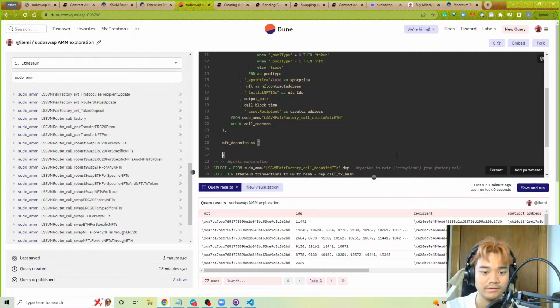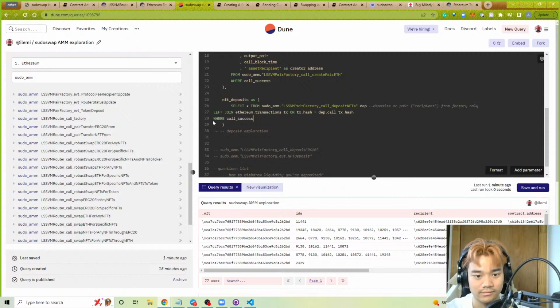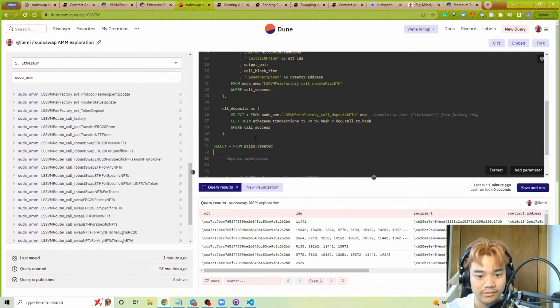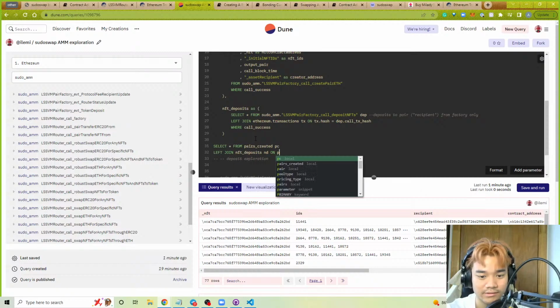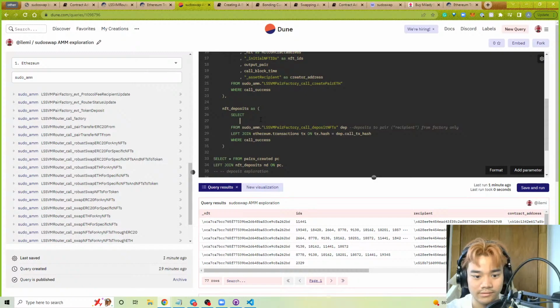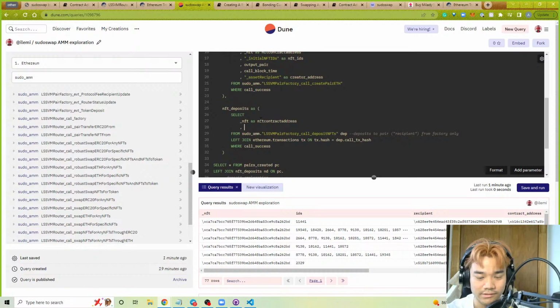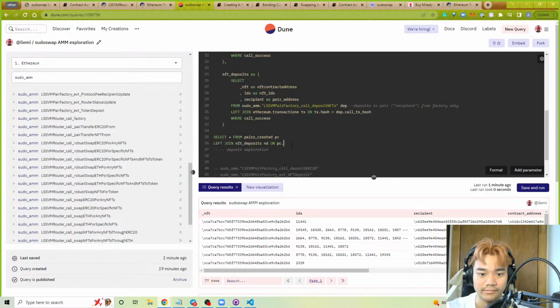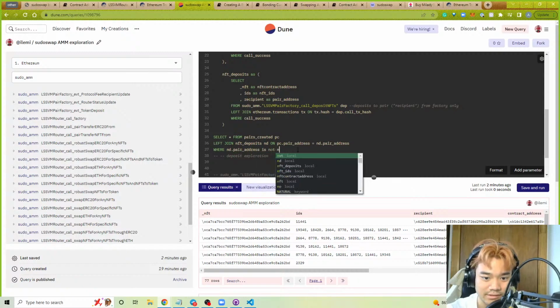NFT deposits as select all from created PC left join deposits MD on PC dot, let's do project address, IDs as NFTs, recipient as pair address, on PC.pair address equals nd.pair address, where nd dot, let's just do pair address is not null.